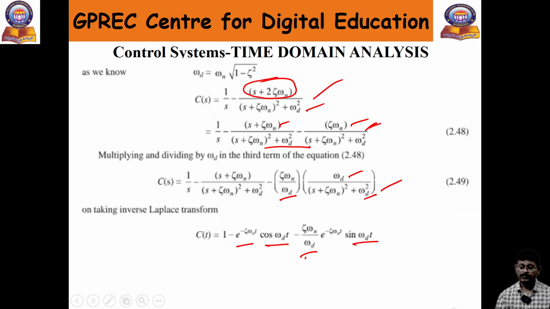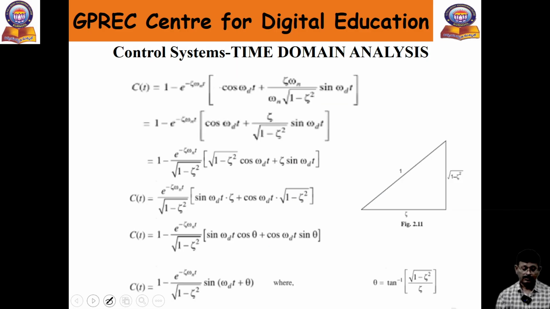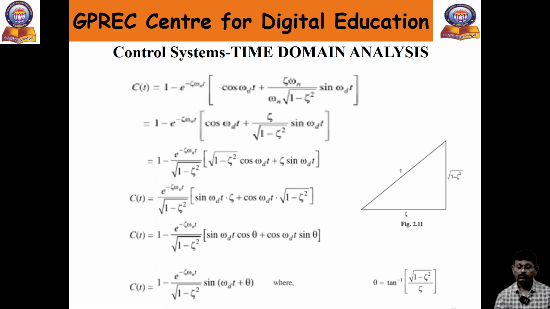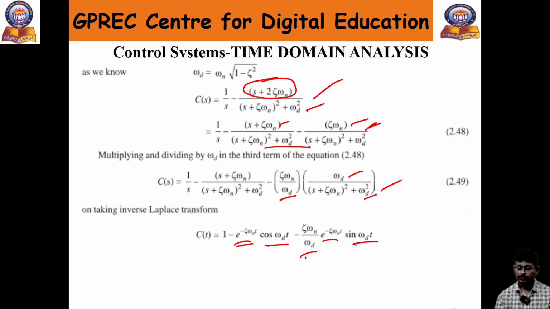You are applying inverse Laplace. For applying inverse Laplace easily, that's why you are splitting and adding some value, adding some omega d and zeta omega. Then coming to the next step, you can see here 1 plus e power, I am taking the common. Taking the common, inside cos omega dt plus zeta omega square root of 1 by zeta square. Here I am substituting what omega d is.